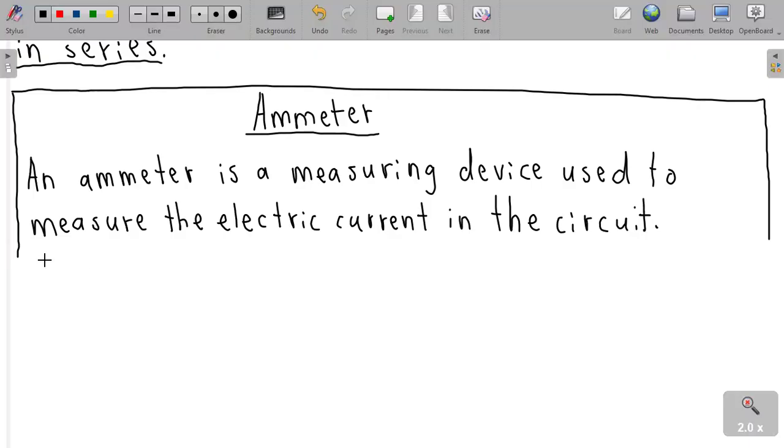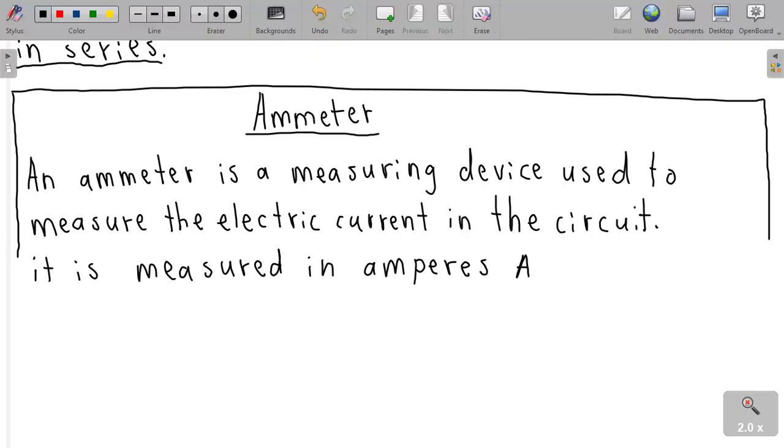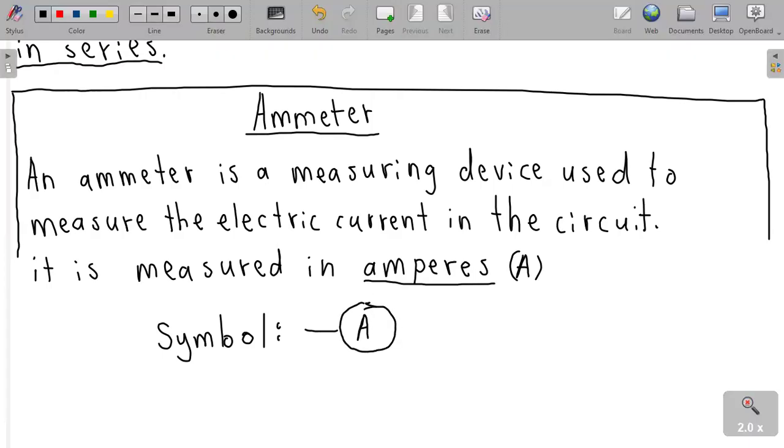It is measured in amperes, A. This is the SI unit for current. So the symbol for an ammeter, again, it will be connected to the wire. The symbol will look like this, and then there will be a measuring device in the circuit like that. This is the symbol for an ammeter. Again, you should know.